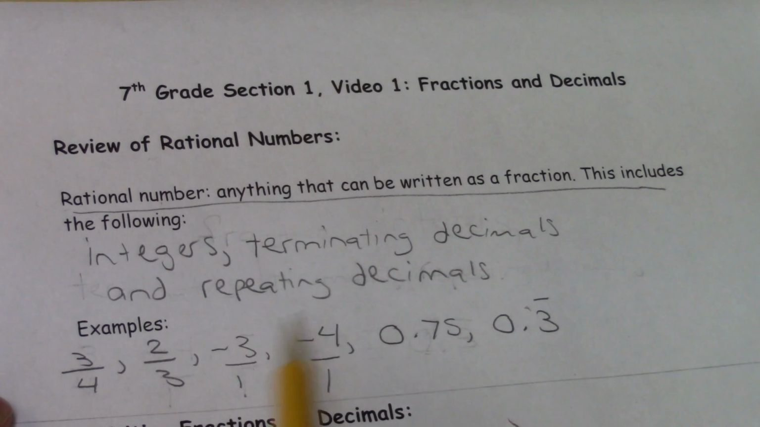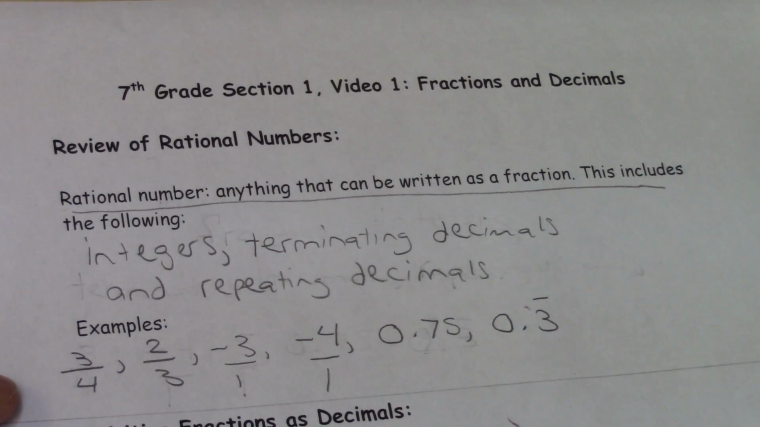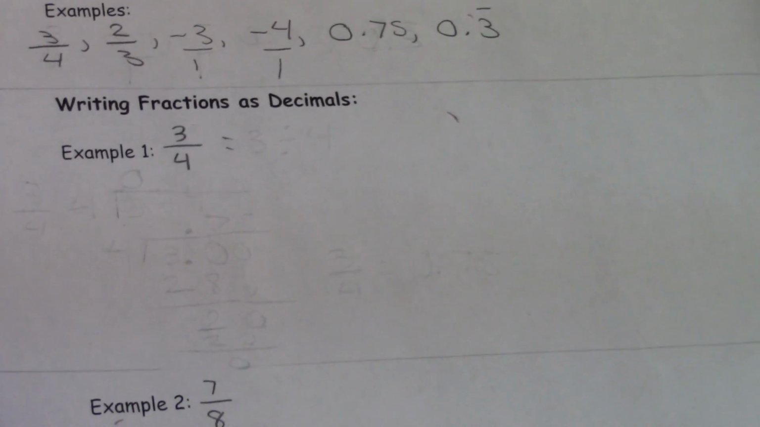Like we discussed in class earlier today, all these numbers are either fractions or can be written as fractions. The -3 can be written as -3/1, and same with the -4, you can just put it over 1. Now we won't get into tonight how to write 0.75 as a fraction. Instead, we're going to talk about how to get fractions into decimals. So let's look at that really quickly.